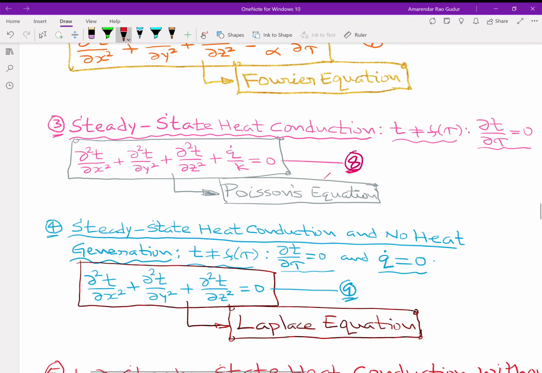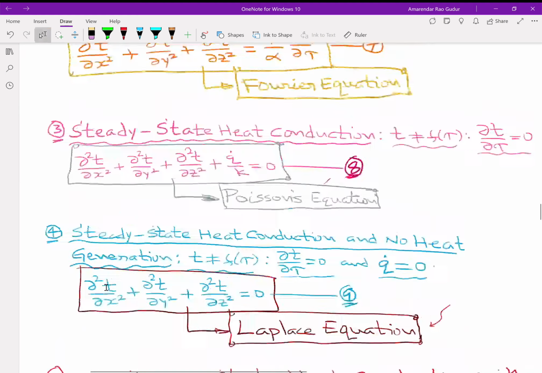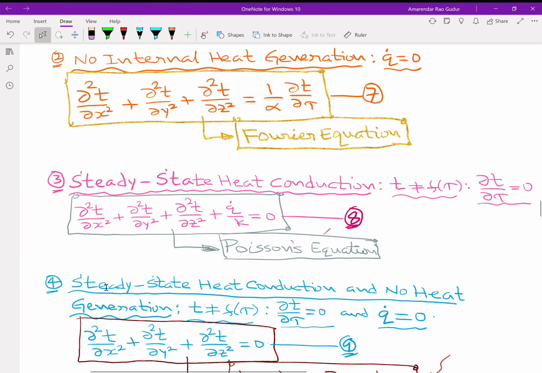Now next we combine both these concepts: steady state heat conduction and no heat generation. Temperature does not vary with time and nothing is generated inside. As a result, the three conduction terms together should be equal to 0, and this equation is known as the Laplace equation. Like this, one can formulate different types of ideas to simplify equation 7.